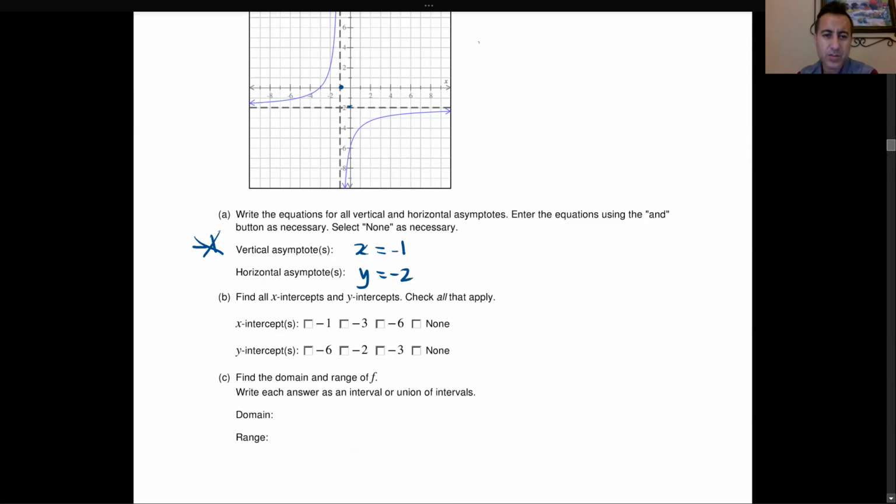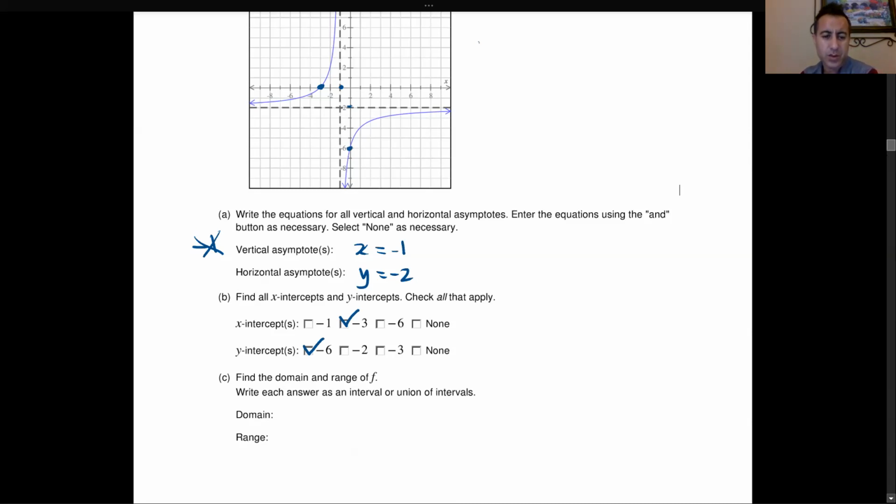Find the x-intercept. So we talk about x-intercept. We've done algebra to find them. And this reinforces that if you're looking for x-intercept, you're trying to find where the graph intersects the x-axis. So it's -3, right? For the y-intercept, it's this value here. It's -6. And if there aren't any, you're going to select none, right?